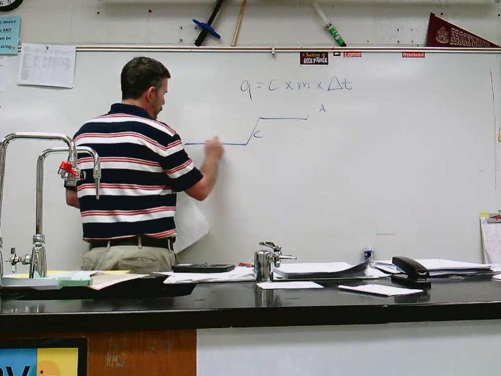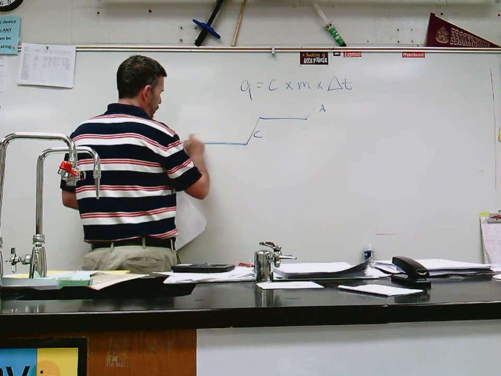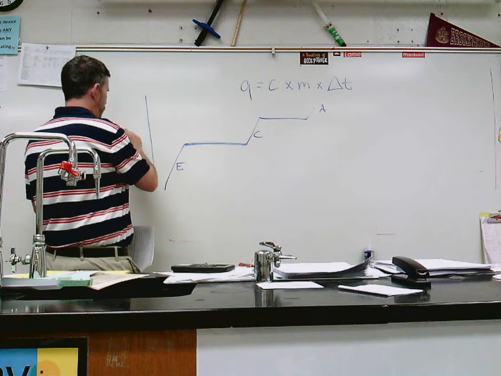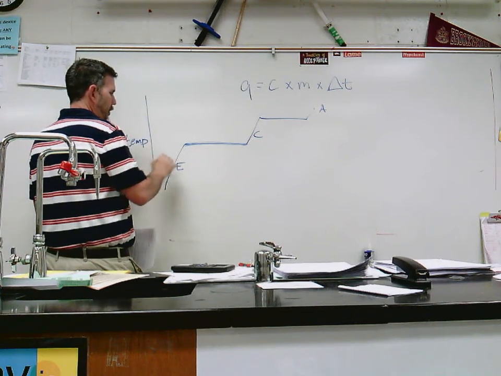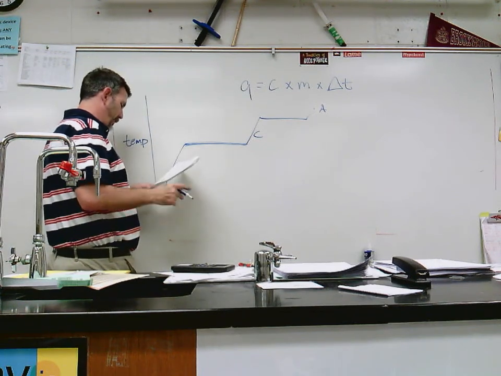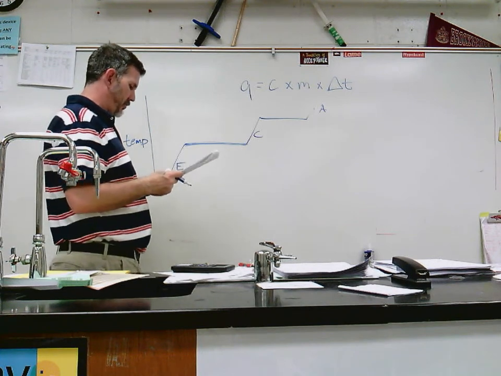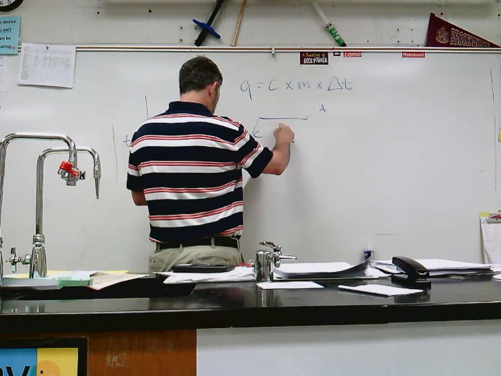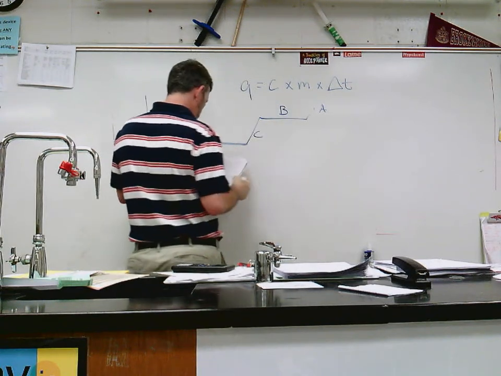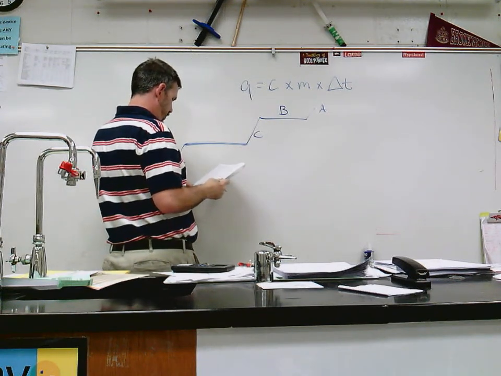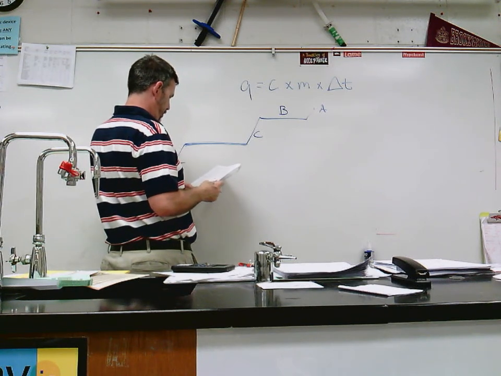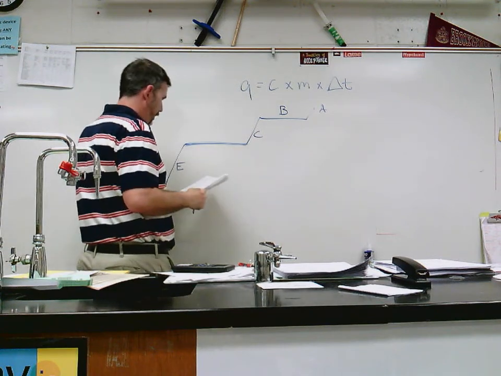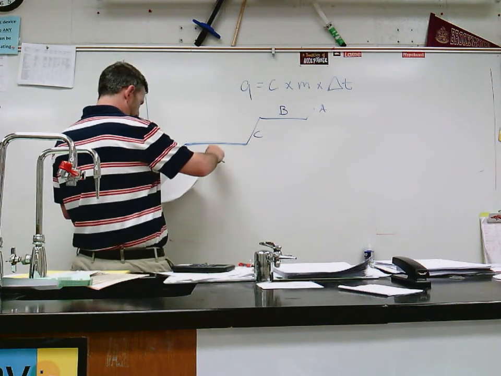We know that with phase changes, all the action happens on the flats. No temperature change here, right? This is temp. So there's no temperature change. So that is false. Which letter represents vaporization? So vaporization is going to be right here. This is going to be B. What is condensation? Well, that's also going to be B, going the other way. And melting, that's going to be whatever letter they put here, D.